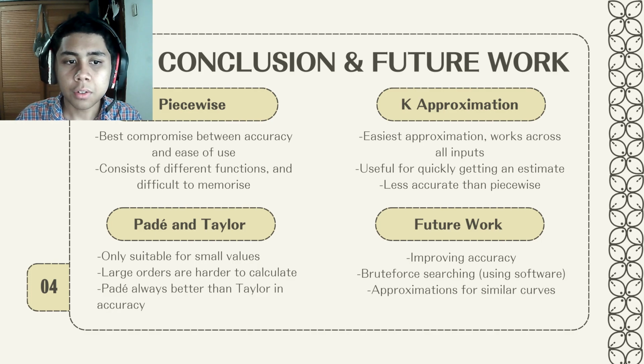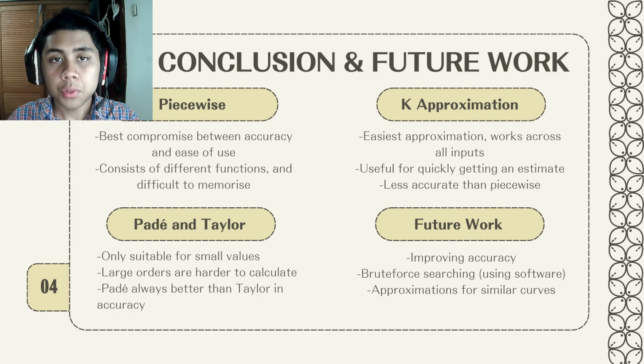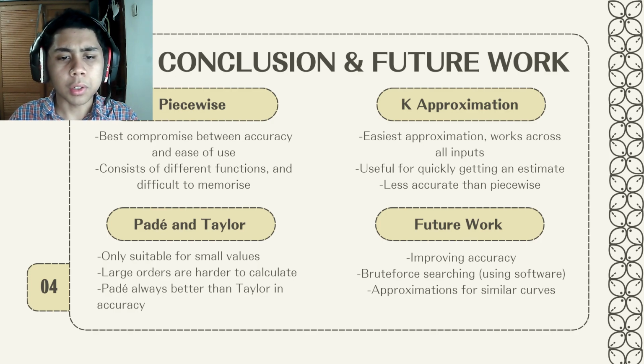And lastly, the Pade and Taylor series are the best use cases for small inputs. They are only accurate for small inputs, and even then, their complex nature means that most people will stick to the exact formula anyways. For future work, improvements include improving accuracy, comprehensively searching for the best error-correcting formula through software, and perhaps similar approximations for other algebraic splines.